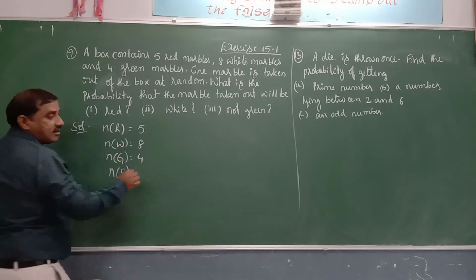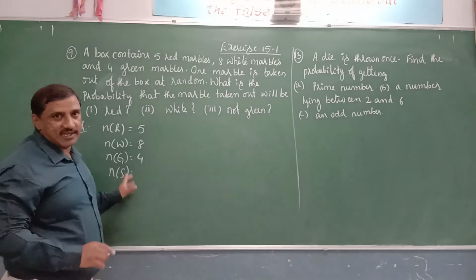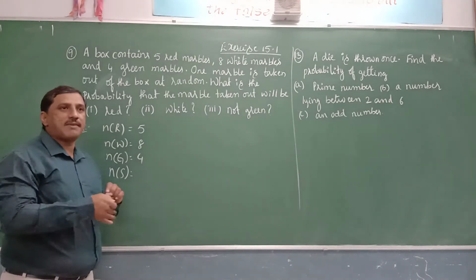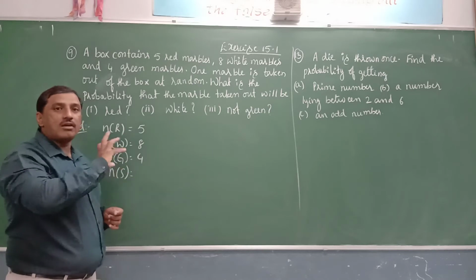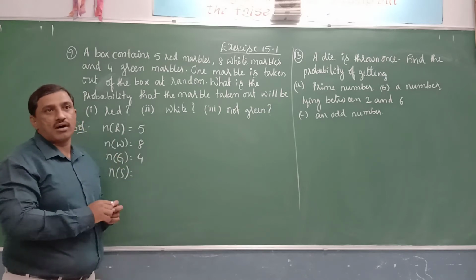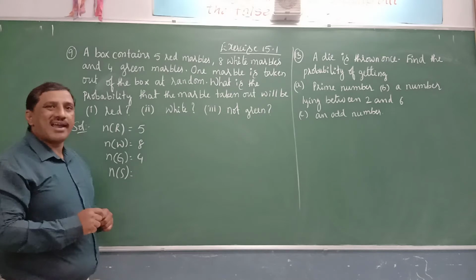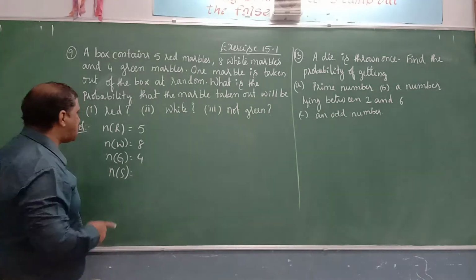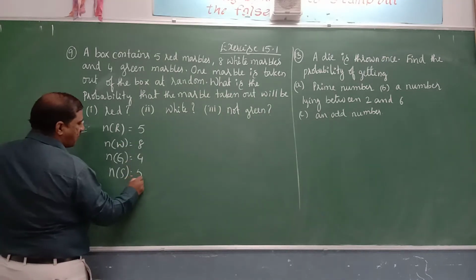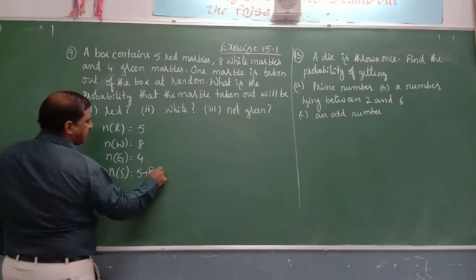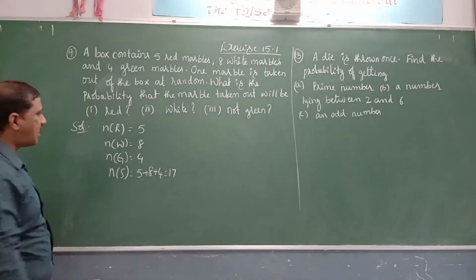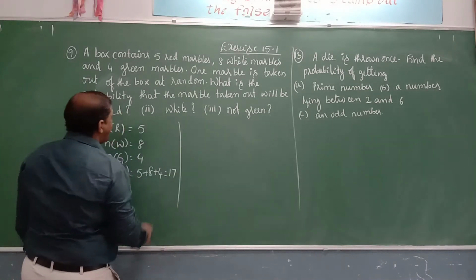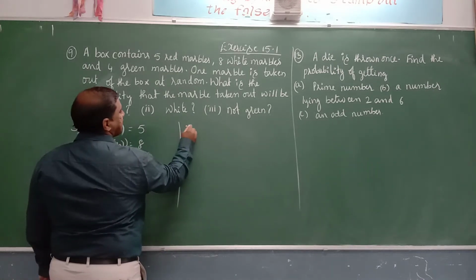So total number of marbles, that is N of S. S stands for sample space. What is sample space? The list of all possible outcomes of an experiment is known as sample space. So N of S is equal to 5 plus 8 plus 4, that is 17. Now we are going to find the probabilities of the first case.